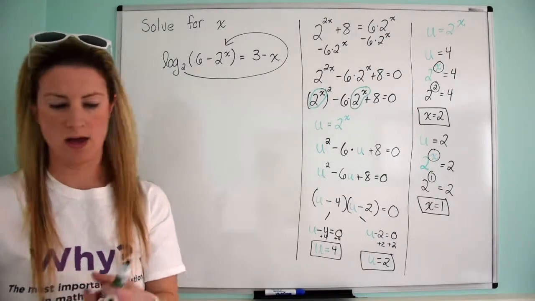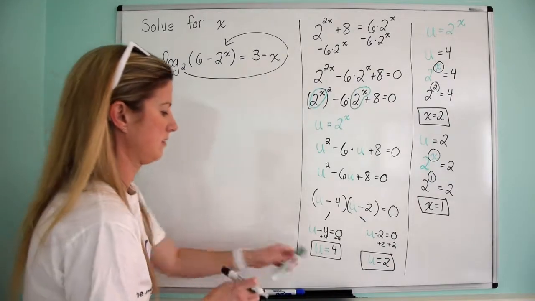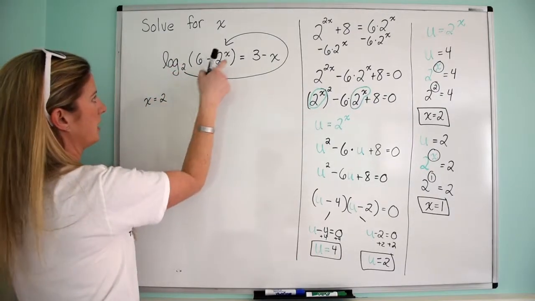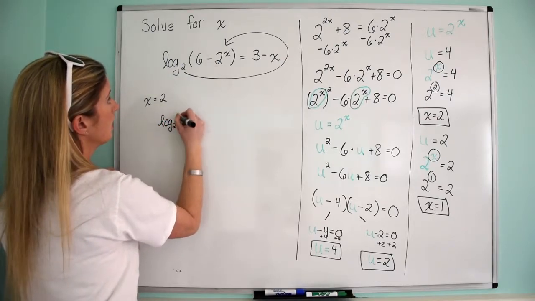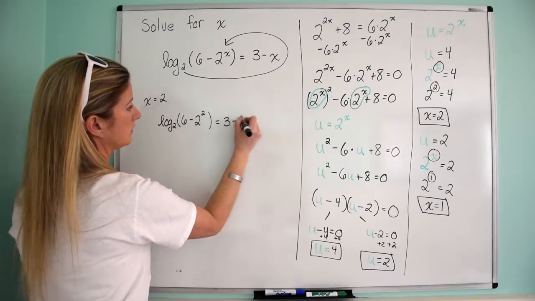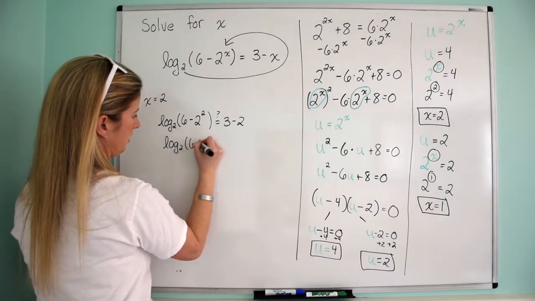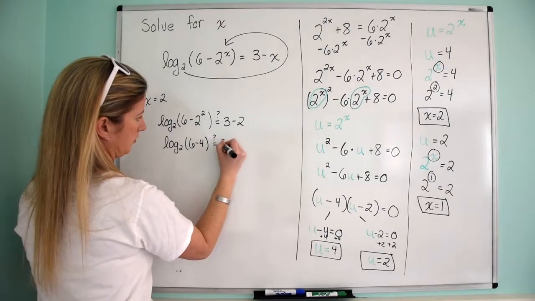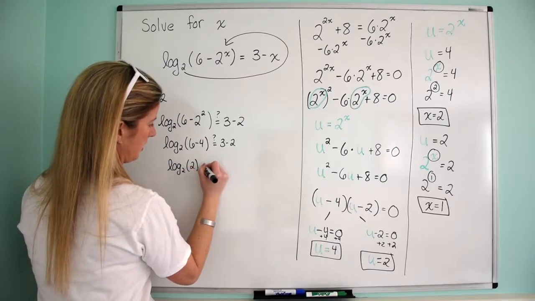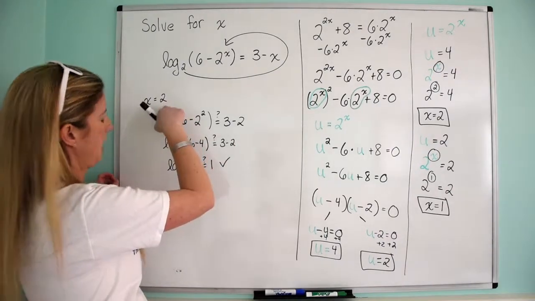Okay, so let's try when x equals, what did we say? I can put this green one down now. When x equals 2, we'll start with that first. So if we plug it in up here, log base 2 of 6 minus 2 squared, does that equal 3 minus 2? So log base 2 of 6 minus 4, and does that equal 3 minus 2? Log base 2 of 2, does that equal 1? And that's true. Log base 2 of 2 does equal 1. So x equals 2 works.